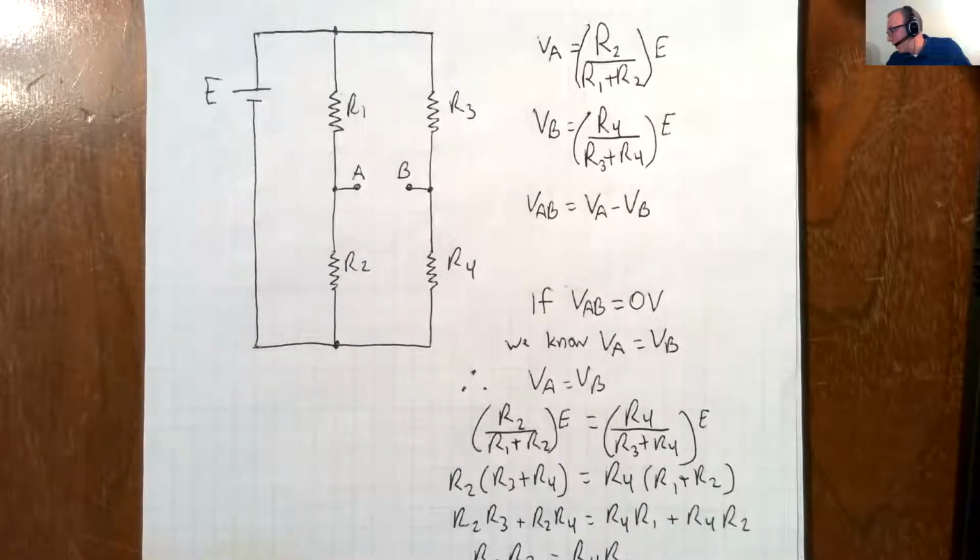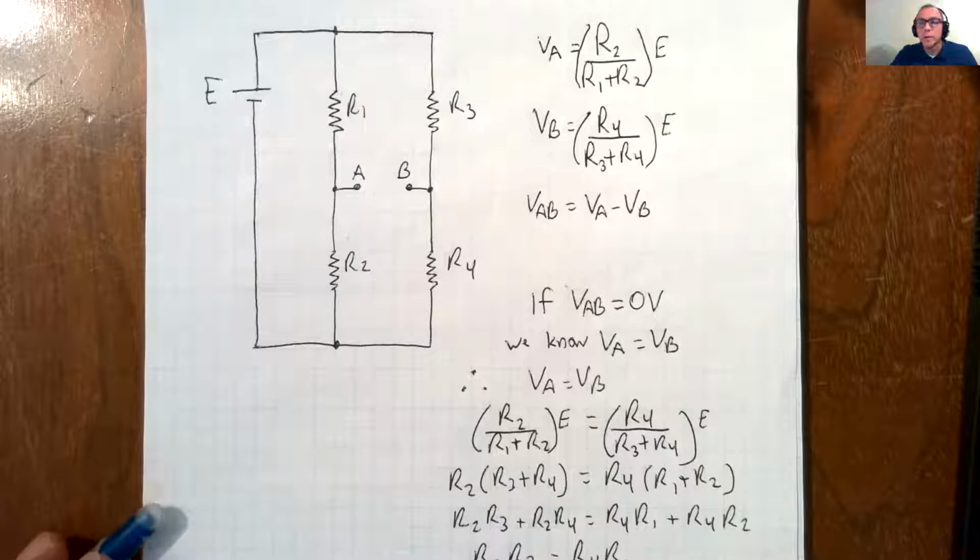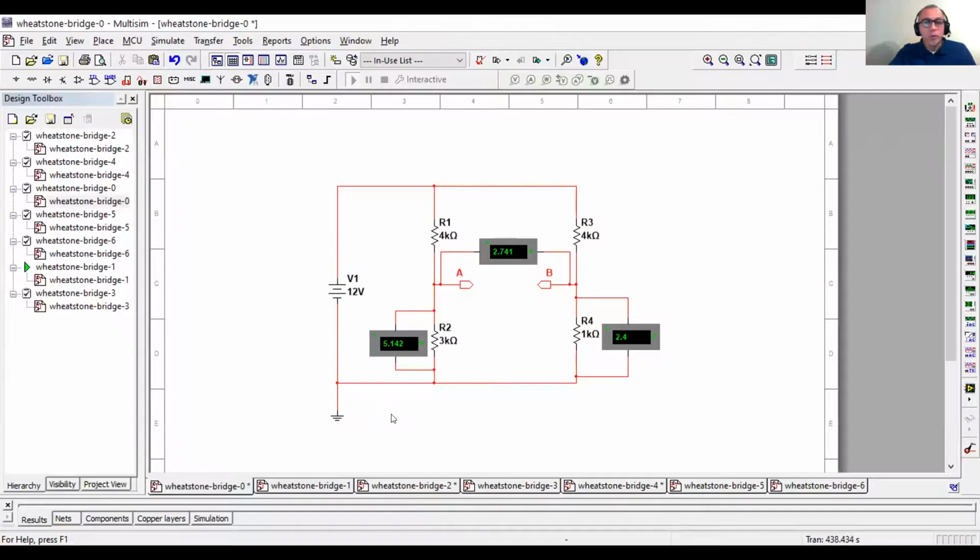Our first example, we're going to go to Multisim here. There we go. So now we have a simple Wheatstone bridge. Okay, so what we have is R1 is 4K, R2 is 3K, R3 is 4K, and R4 is 1K. So we have VA, which is also VR2, we have 5.142 volts. And for VB, we have 2.4 volts. Okay? And so we have the difference here in VAB.